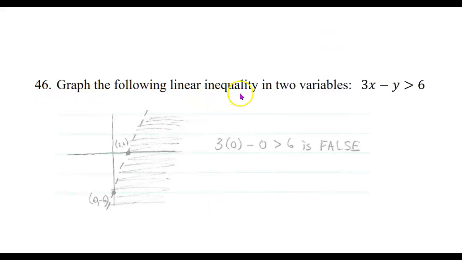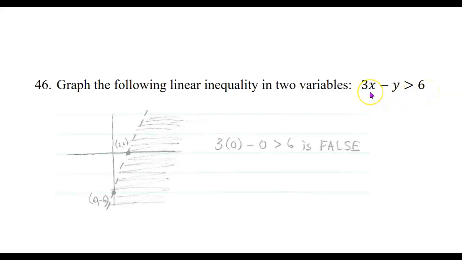Graph the following linear inequality in two variables: 3x minus y is greater than 6. So remember, this is a two-step process when you have these inequalities involving x and y. Step 1 is to draw the graph of the line where 3x minus y is equal to 6.